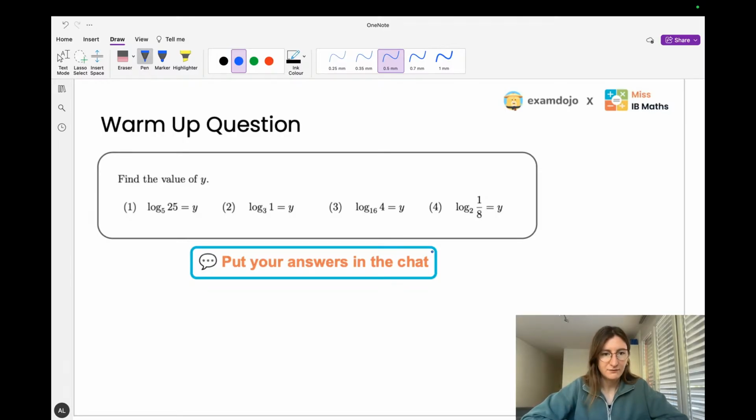Any idea? Log 5 of 25, log 3 of 1. What is the value of y? You can just answer one of them or all of them. If you don't want to answer that question, could you just confirm that you could see my screen?